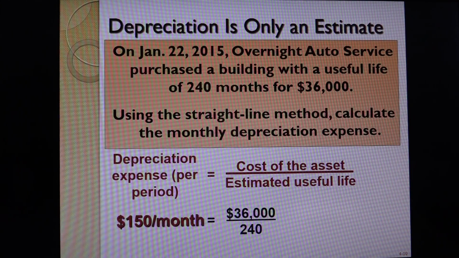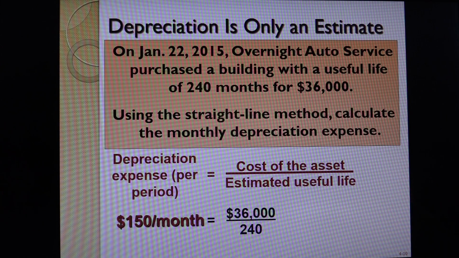All right, so here's a little example. And it says here at the top, depreciation is only an estimate, because you have to estimate the useful life. You really don't know what the actual useful life is going to be. You just try to get as close as you can. So on January 22nd, Overnight Auto Services purchased a building with a useful life of 240 months for $36,000 using straight line method, which is one of the depreciation methods we'll talk about later. Calculate the monthly depreciation expense.